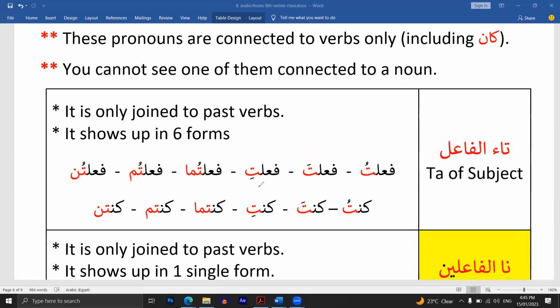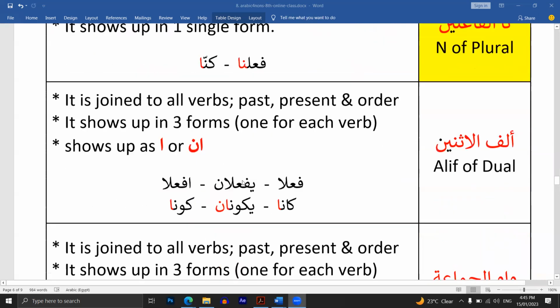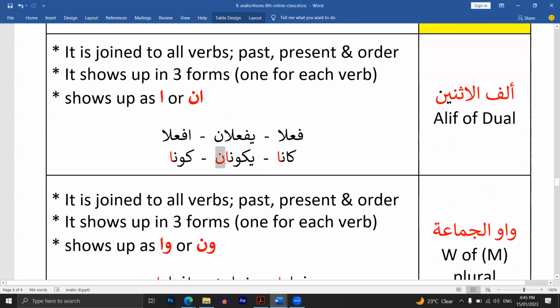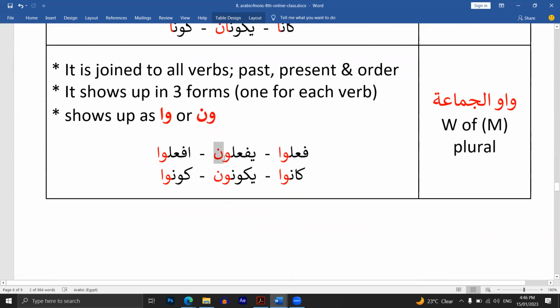And here also, يكونان, we have noon. One might be confused. This one, isn't it noon niswa, the noon for plural feminine? No, it's not, because there is alif before it. So alif comes first, so we are talking about aliful ithnain. And again here, يفعلون, we have noon again. So this noon, we will explain it later. But once you see, we are looking to the first letter. The first letter after the verb.